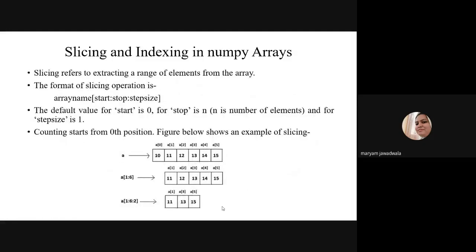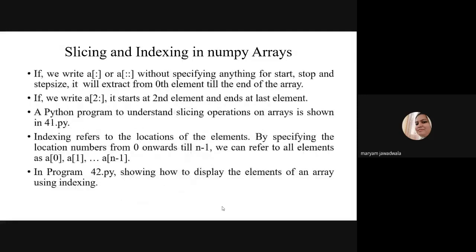So hope you understand the slicing concept, right? And if we write a and then a colon, without mentioning any start, stop or step size, or I can write a and double colon without specifying anything for the start, stop and step size, the system will extract elements from the 0th element till the end of the array. The entire array will be displayed if I write a single colon or a double colon, right?